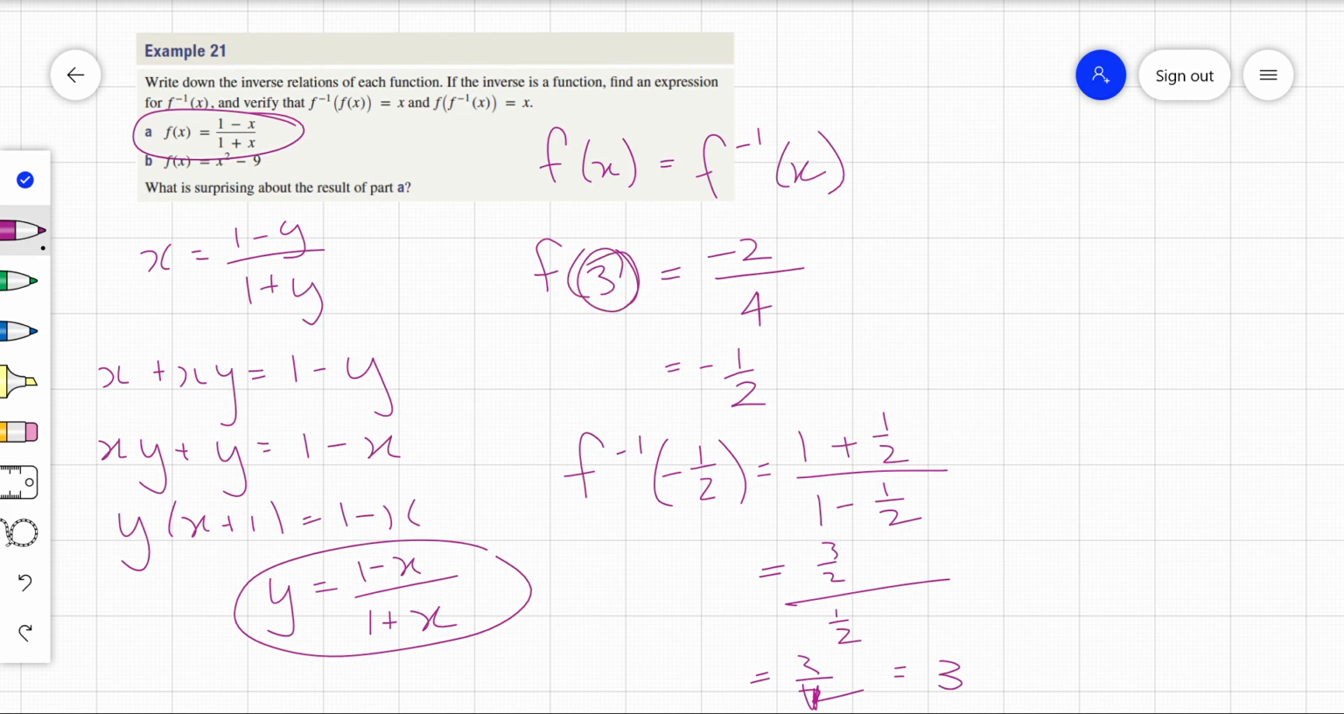So I'm really doing f of f. So f of x is the same as f of the inverse function of x in this case, because the inverse function is the same as the function. So that's why it's kind of interesting.